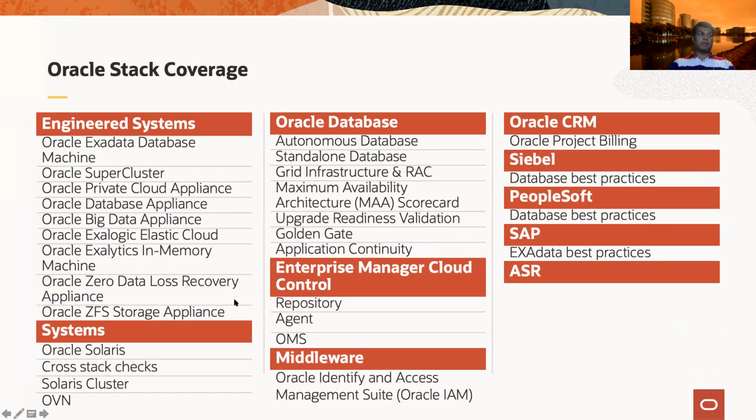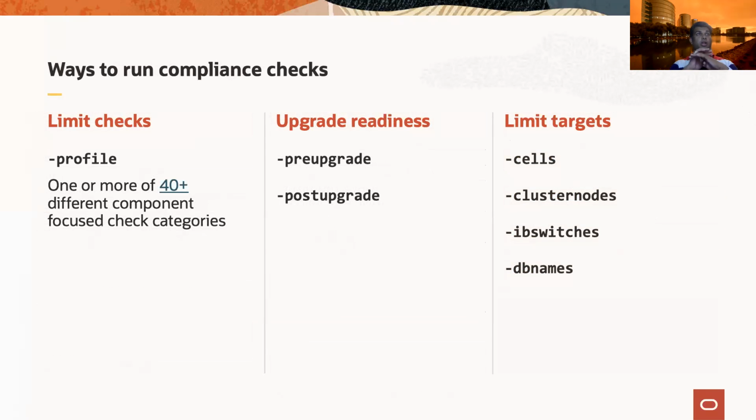Between Orachk and Exachk, you can run across most of the engineered systems, whether you're running on autonomous, standalone, rack deployments, MAA scorecards, upgrading from 12c to 18c to 19c, application continuity, SAP, Siebel, PeopleSoft, Oracle CRM, or the ODA, the database appliance. Any of these machines, these utilities will work. So this is pretty cool. You can take this and run it on any of these if you have them in your environment, and the same commands, the same options work across everything.